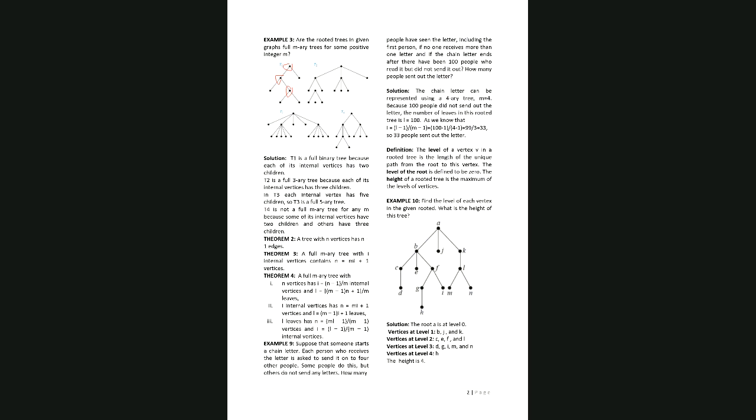We can also check here. This is a full 3-ary tree, so m is equal to 3, and how many internal vertices i? 1, 2, 3, 4. 4 multiplied by 3 is 12, plus 1 is 13. So put here m is equal to 3 and i is equal to 4, 12 plus 1 is equal to 13. Up to this point we finish. In the next slides I will explain the theorems, starting with theorem number 4.